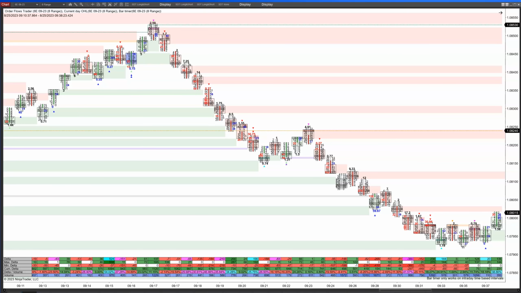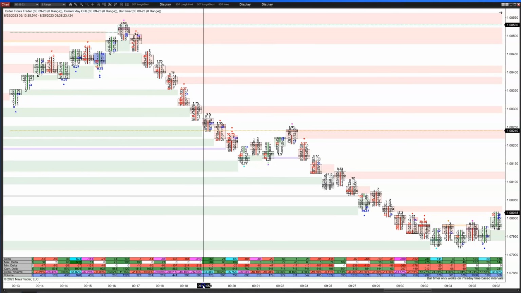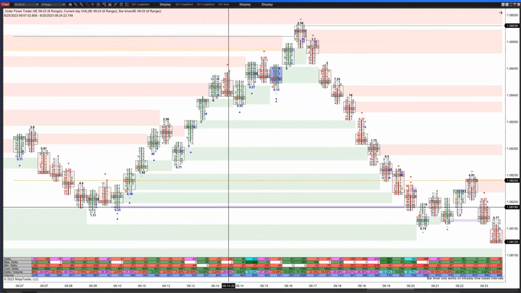Now let's go ahead and get started on today's topic. All right, so time-based versus range-based. Now, especially when you're looking at a footprint chart, when you're looking at volume, the way you format your chart is going to make a difference in what you're seeing on the screen.